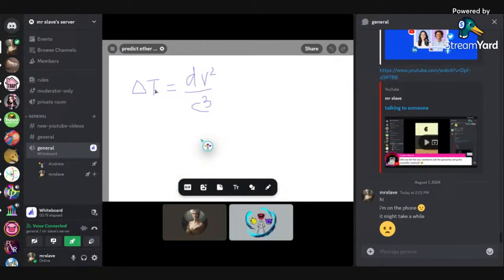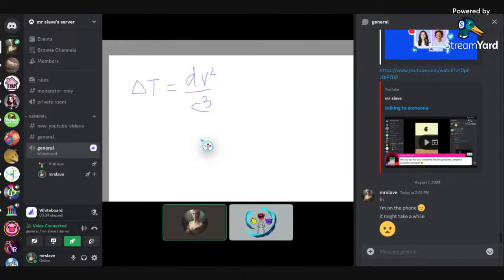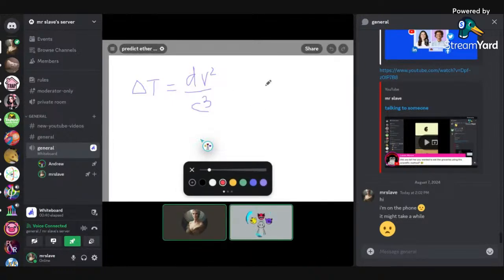Okay, so they're saying that this is the time difference between the two arms of the interferometer. But how does that help me? Why do I care about the time difference? I don't care about the time difference. I'll tell you what I want to know.